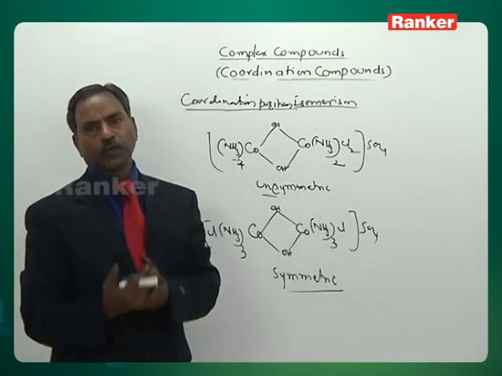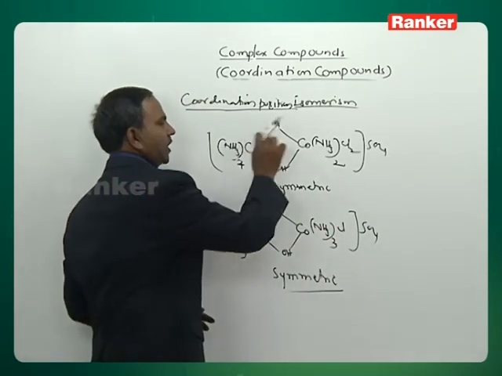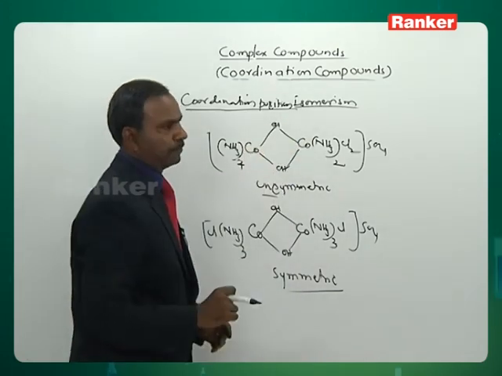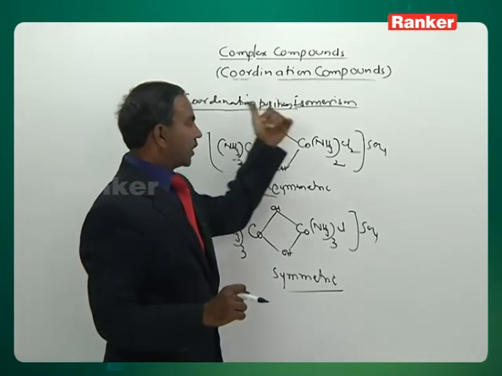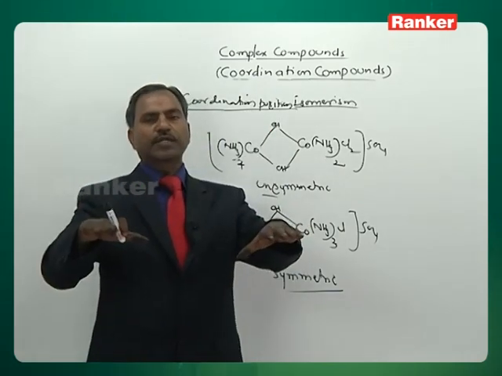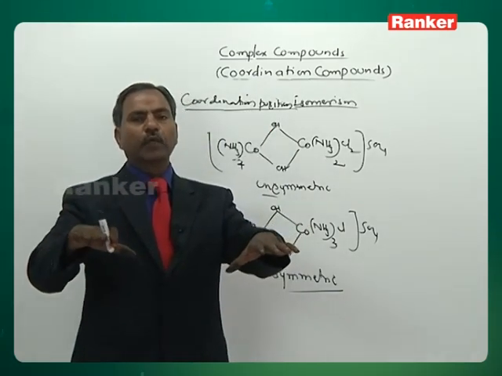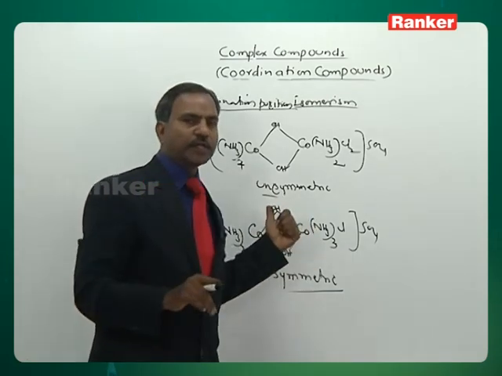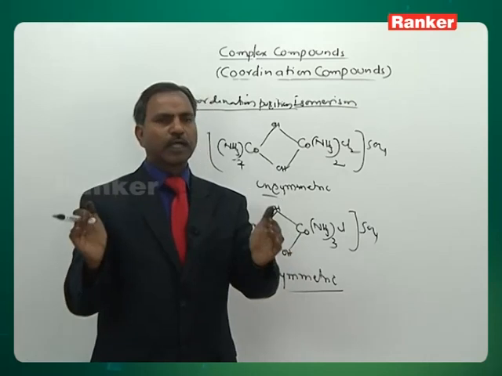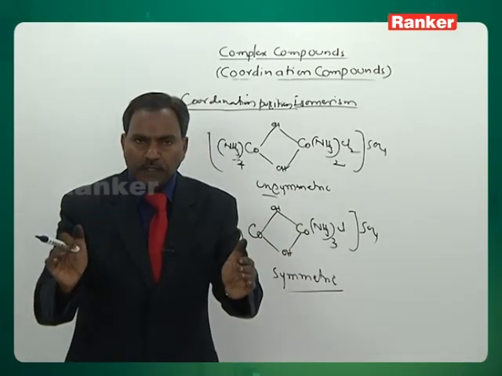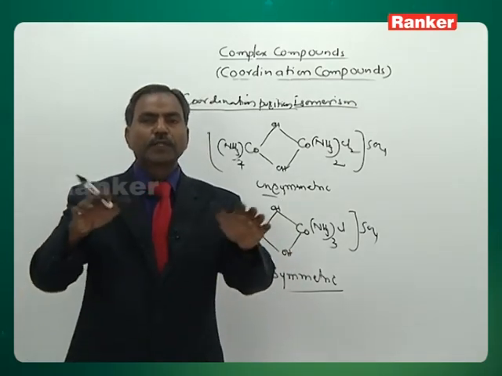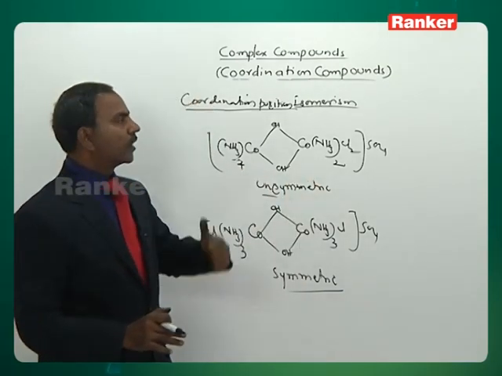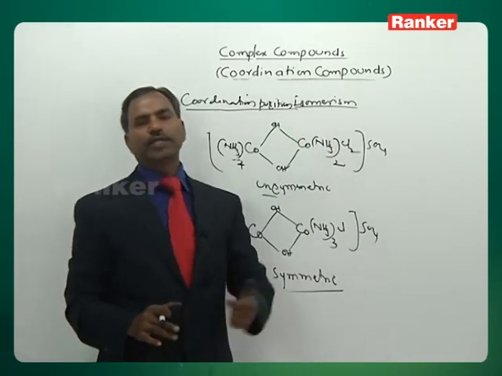Why are you getting both? The ligands are exchanging within the same coordinate sphere. In the case of coordination isomerism, the ligands are exchanging between the 2 different coordination spheres. But here, the exchange is within the same coordinate sphere. The exchange is positional, the exchange is localized. Therefore, this particular isomerism we are calling coordination position isomerism.